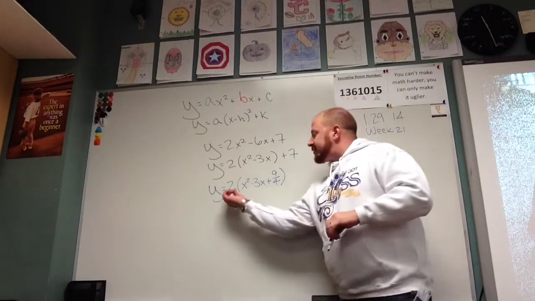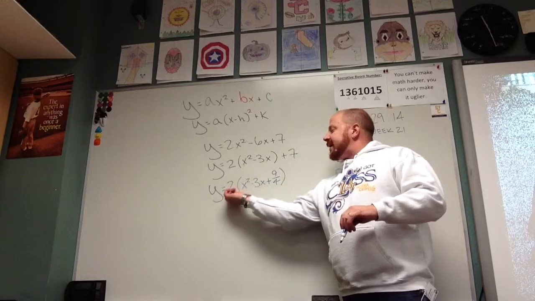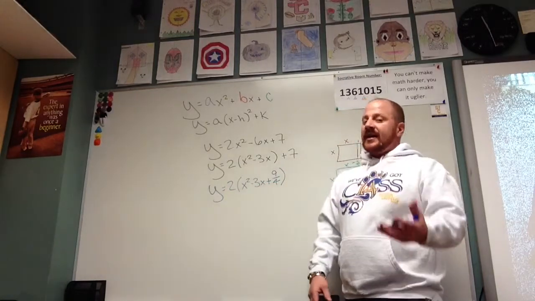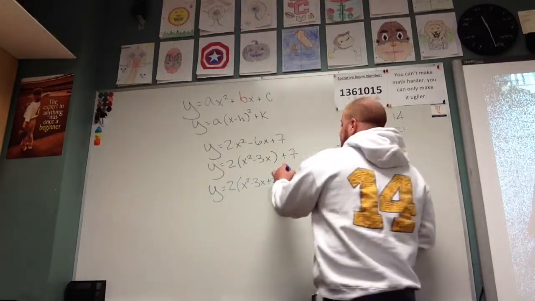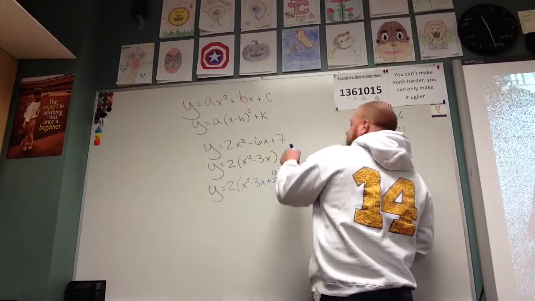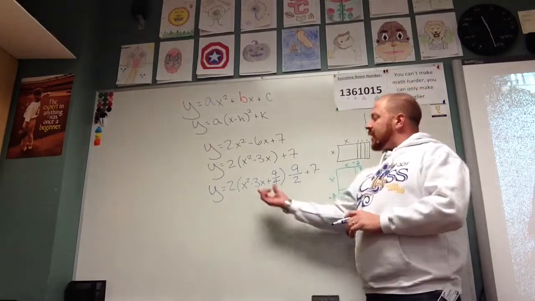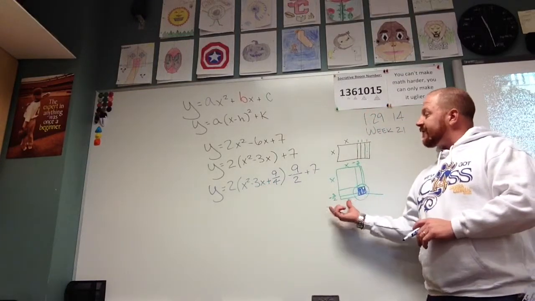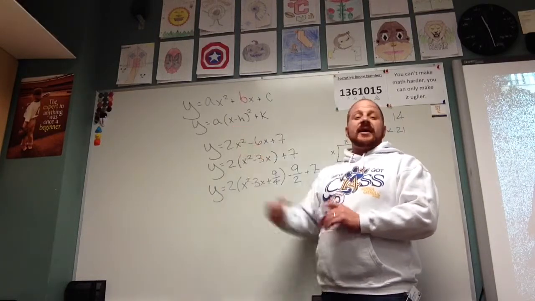But notice I've added 2 copies of 9/4 on the inside. So if I added 2 copies of 9/4, I've really added 9/2. So if I add 9/2 on the inside, I've got to take 9/2 away on the outside. So I'm going to subtract 9/2. And then I still have this plus 7 that was up there to begin with. Okay? So again, what I've done here is I've created this perfect square that I can now factor into a perfect square. In other words, it'll look like an x minus h squared.